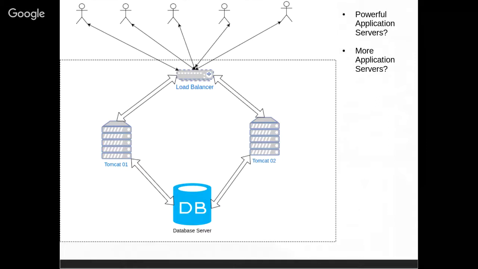Or should I introduce more application servers? Maybe I have 2 application servers serving users' requests. Maybe I introduce 2 more or 4 more. Or should I just buy a more powerful database server?